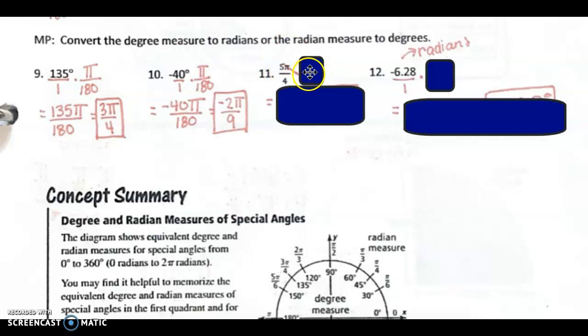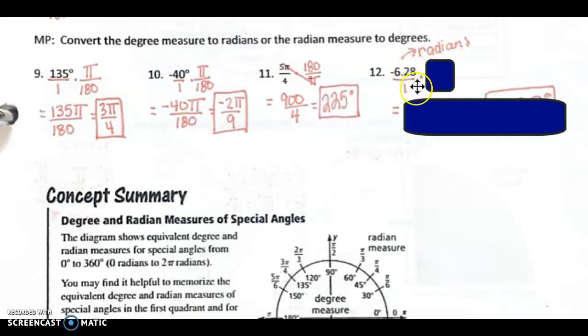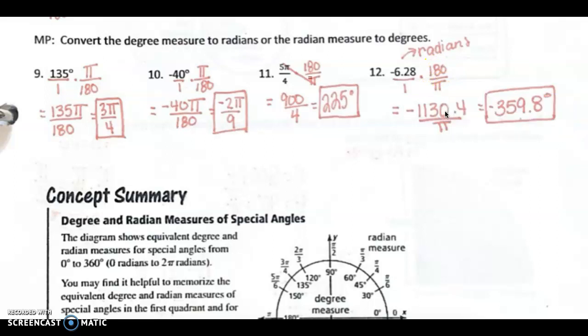Now 11 is already in radians. We want to go to degrees. So we'll multiply by 180 over pi. And the pi's cancel. You get 5 times 180 is 900. And 4 times 1 is 4. 900 divided by 4 is 225. Okay, if this is radians, we're not going to have any pi's that cancel this time, but it will end up going away, because if we multiply by 180 over pi, we're going to get negative 1130.4 over pi. And if you type that in your calculator, you get negative 359.8.